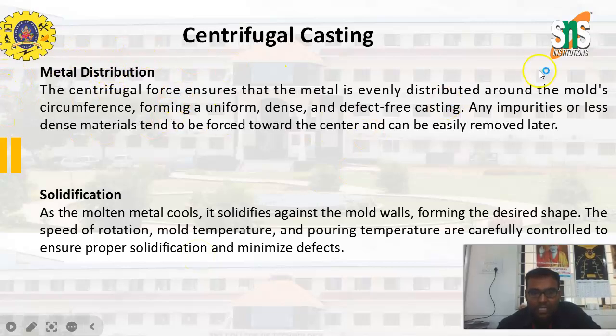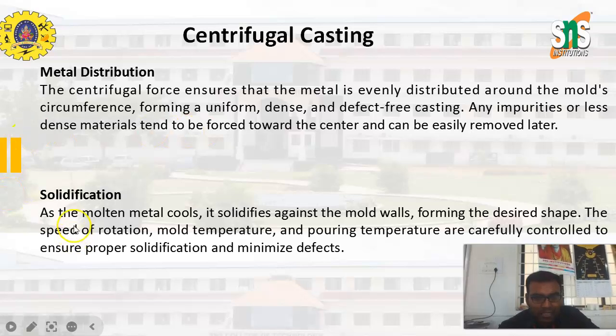Next, metal distribution. The centrifugal force ensures that the metal is evenly distributed around the mold's circumference, forming a uniform, dense and defect-free casting. Any impurities or less dense materials tend to be forced towards the center and can be easily removed afterwards.